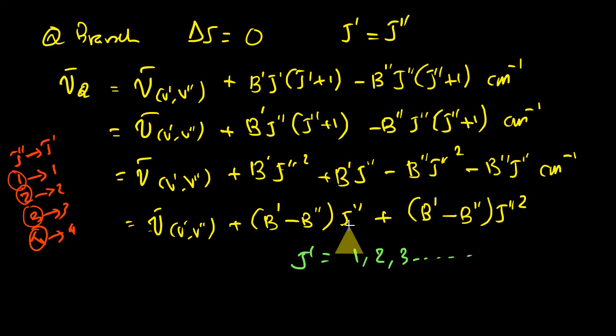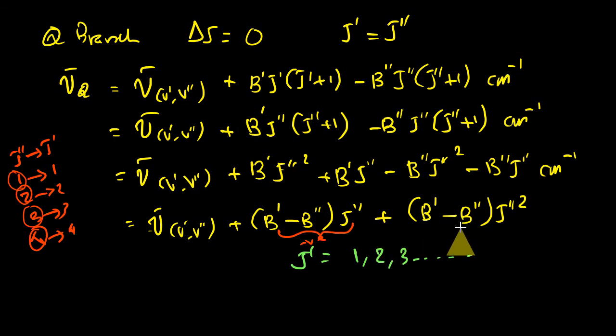What is the positive quantity? J prime is positive. J double prime is positive. J double prime square is positive. So this negative quantity is multiplied by a positive quantity. So that is a negative quantity. So this is a negative quantity.